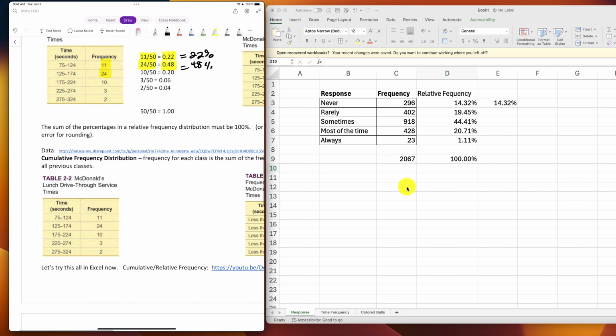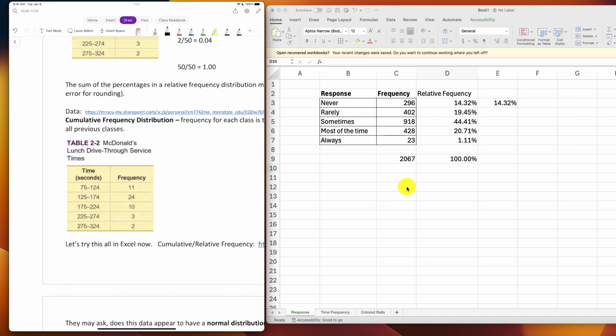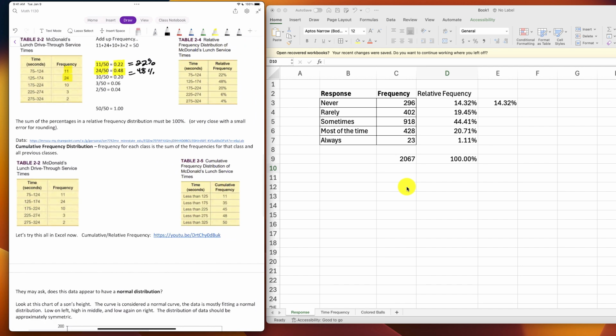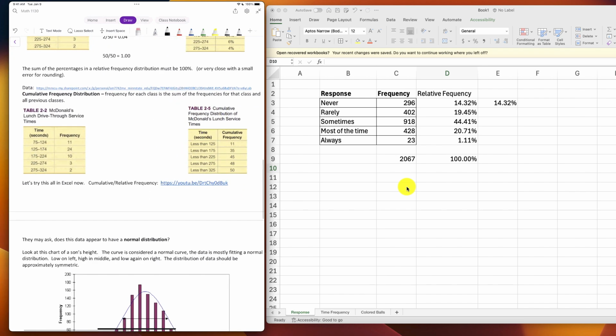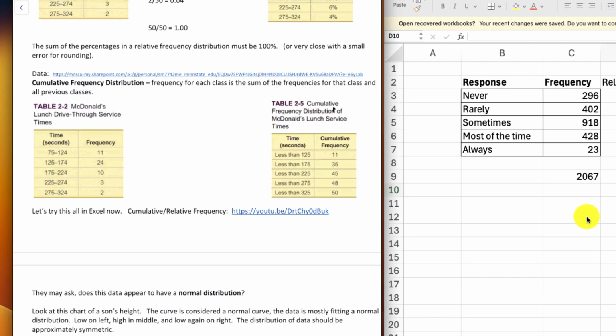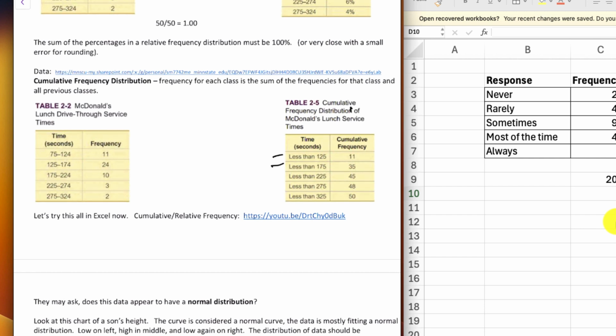Now, the next one we're going to look at is called cumulative frequency. So here's the McDonald's one again with the same times, 11, 24, 10, 30, 3, and 2. But a cumulative frequency is where you add them up as you go down. So notice that it says less than 125 seconds. Less than 175 seconds. So the first one is less than 125 seconds or just 11, right? But the next one would be going to 175 seconds or less. So it's the 11 plus the 24. That gives you the 35.